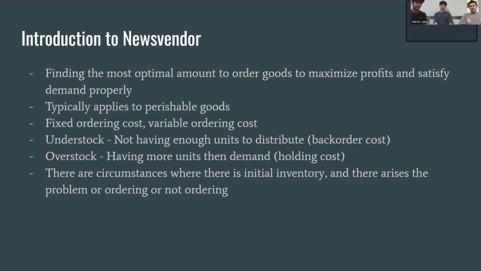A couple of the variables that are involved with the news vendor problem are fixed ordering cost, variable ordering cost, understock, and overstock. Understock is when you don't have enough units to distribute and accommodate for the demand. That usually involves having a back order cost as well. The overstock is when you have more units than the demand calls for, and that involves having a holding cost or a storage cost. There are additional circumstances where you might already have initial inventory, and then you have to decide whether or not it's profitable for you to order or not to order units.